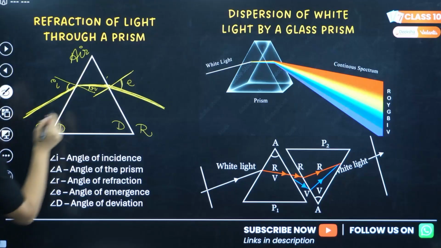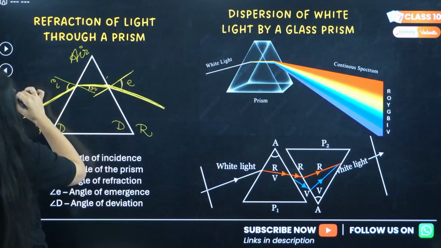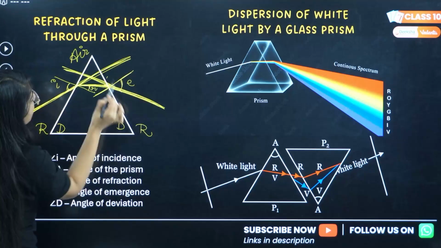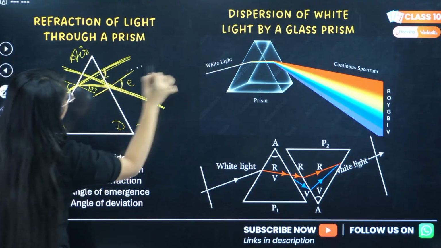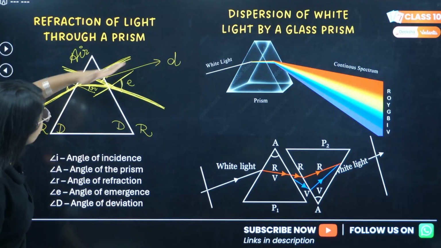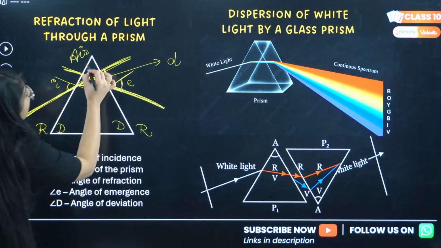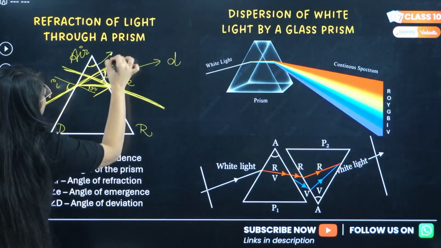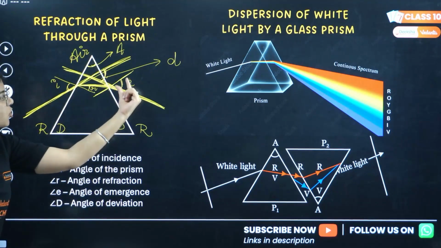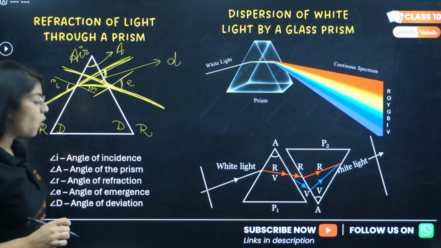Understood, everyone? Now if you extend the incident ray and you extend the emergent ray, then the angle between them will be your deviation angle. It shows how much the ray got deviated from its original path. And this angle is called the angle of prism. So this is the incident angle, refracted angle, emergent angle, and the angle between the incident ray and the emergent ray is called the angle of deviation.